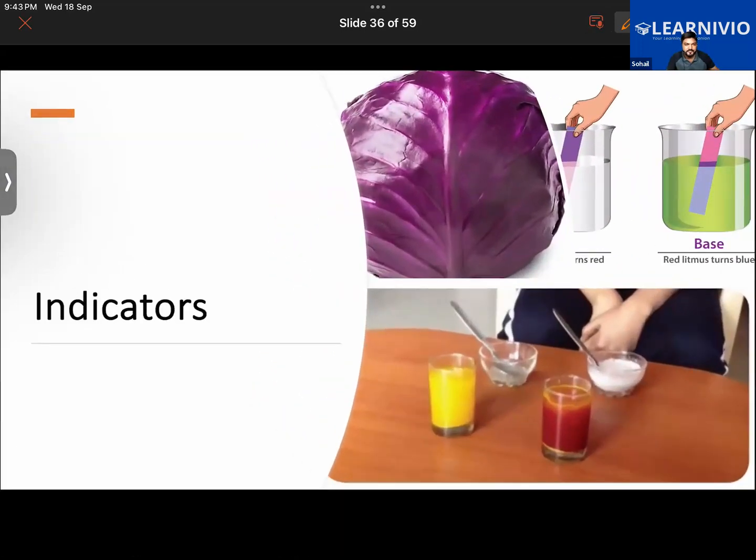So talking about indicators, in exam questions you might be asked what indicators are. How are we going to explain this? Indicators are basically chemical substances that change color when acids or bases are added to them. They are the chemical substances that will change their color or lose their smell when acids or bases are added to them.